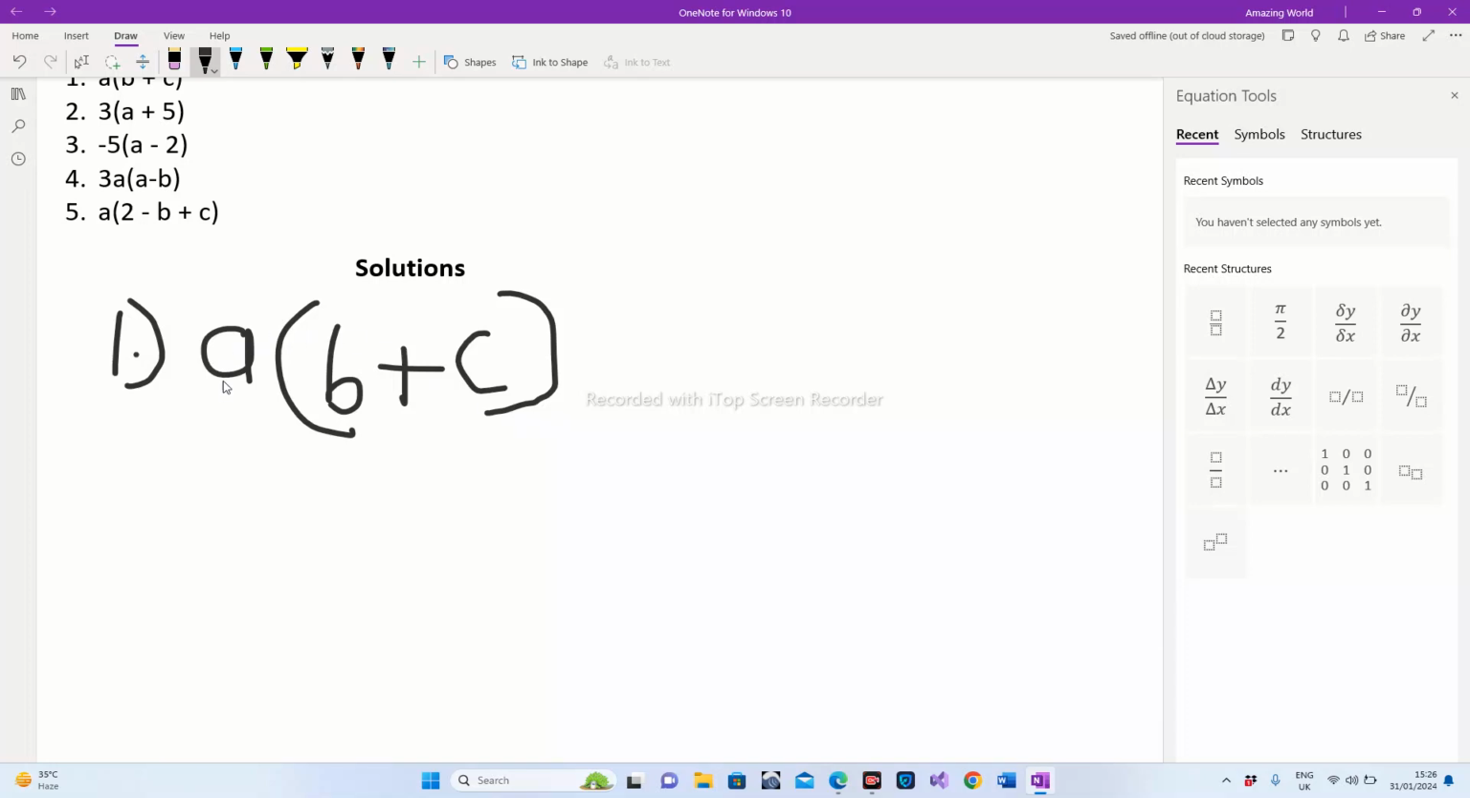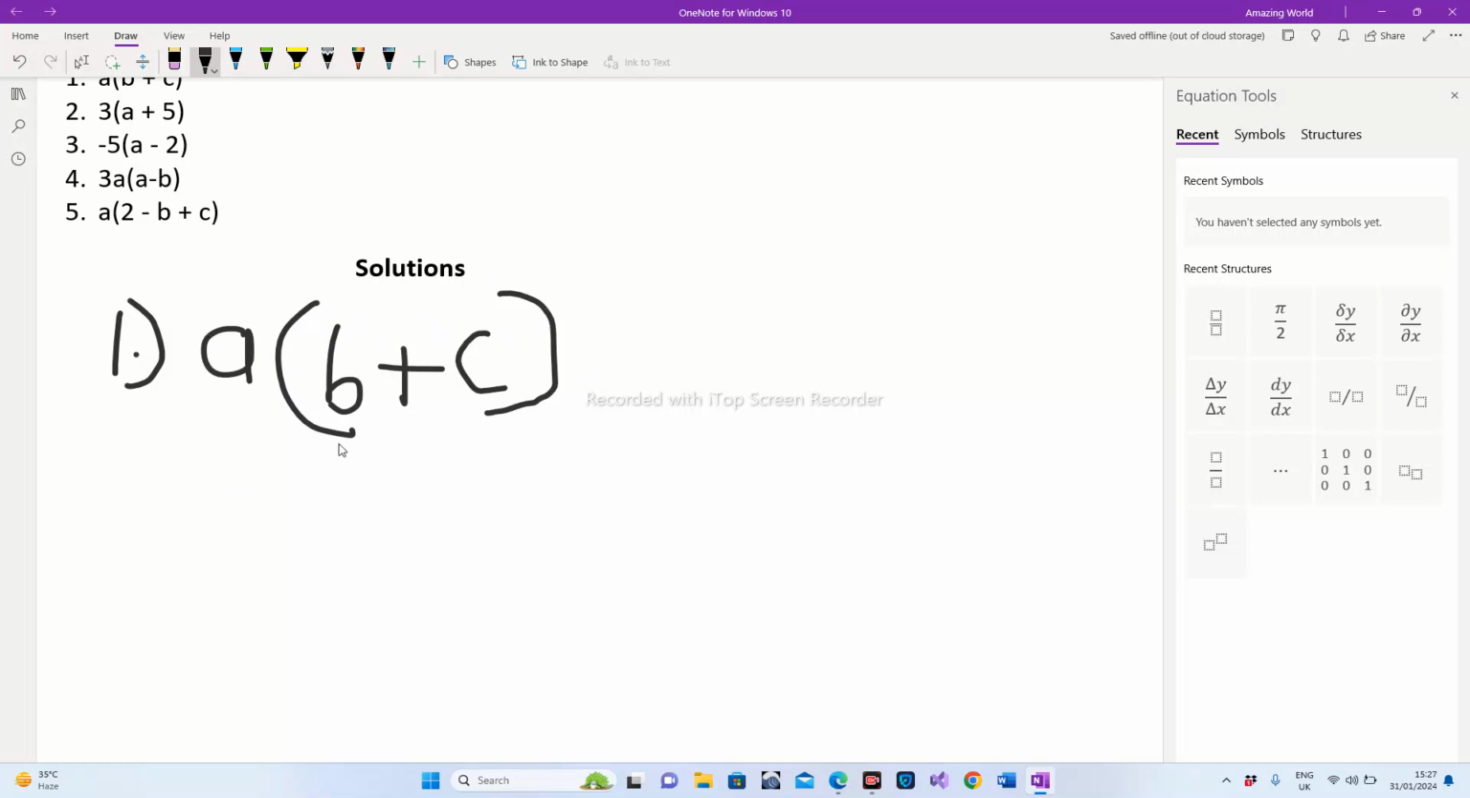So for an expression like this, we have a outside the bracket and then another expression b plus c embedded within the bracket. So the very easy thing to do is to let the variable outside the bracket multiply everything that is inside the bracket. That means a will multiply b and a will also multiply c. So when we are dealing with expressions like this, we treat the bracket as multiplication.